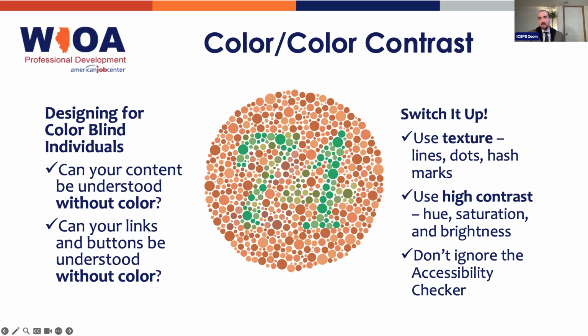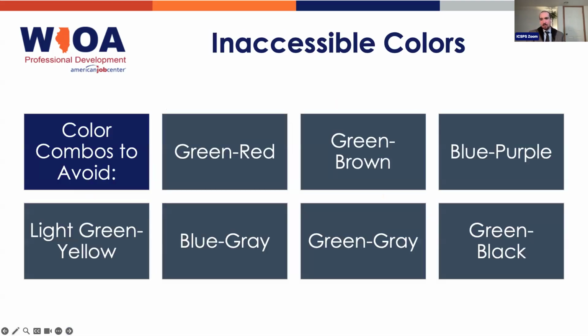Color and color contrast. So this can get real in the weeds as far as knowing what colors are accessible and what colors are inaccessible. So I've got a list here if you ever want to reference it of color combinations that tend to be a little bit more difficult to read for people who are colorblind. So green, red, green, brown, blue, purple, light green and yellow, blue, gray, green, black. The thing about that is that I'm not going to remember that like 2 minutes from now. As soon as this slide's over, I'm not going to remember that. So that's not really something that I can easily keep at the front of my head.